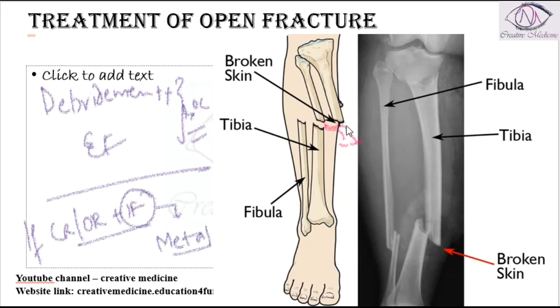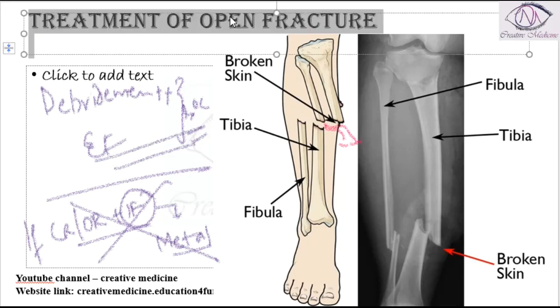Already the fracture is open, so it is exposed to the external environment. So if a metal is put, then this will increase the infection by the organism, and thus in open fractures we do not do closed reduction or open reduction with internal fixation. So debridement with external fixation is the treatment of choice for open fractures.